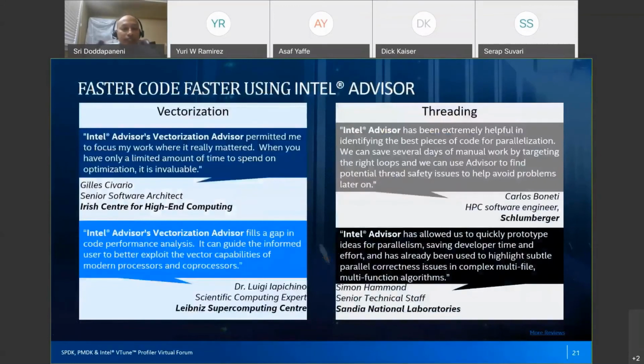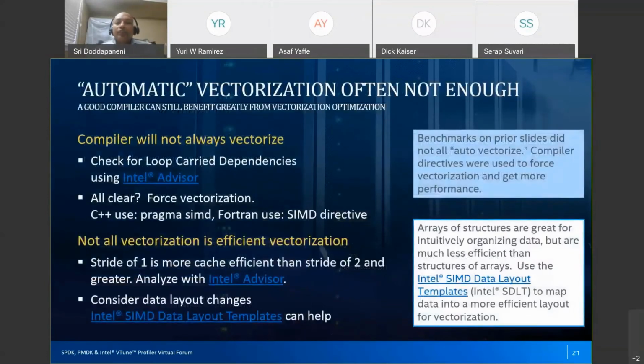So here is a quick quote about what people say about it, so the kudos that we get. Okay, so automatic vectorization often is, so what, you may ask, right? I think if some of you are familiar, we have been telling you also that Intel compiler is the best at auto vectorization, so please use it and benefit.